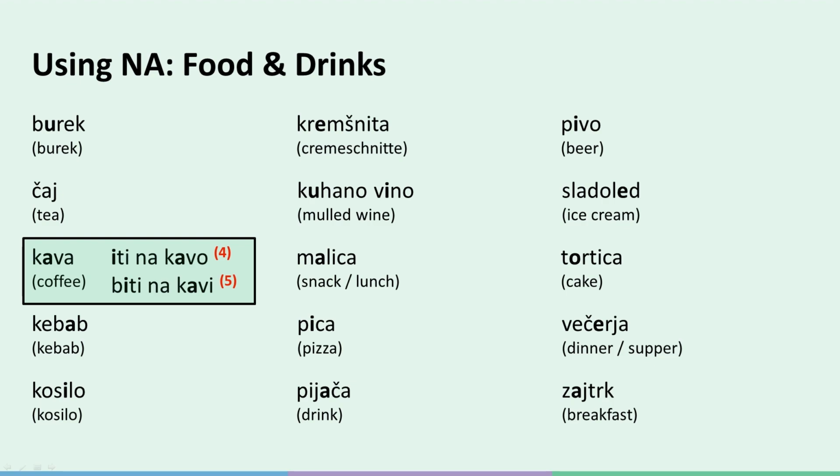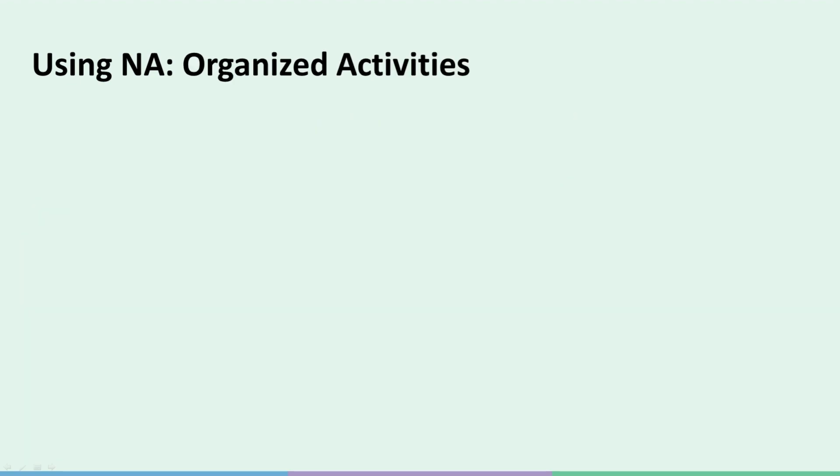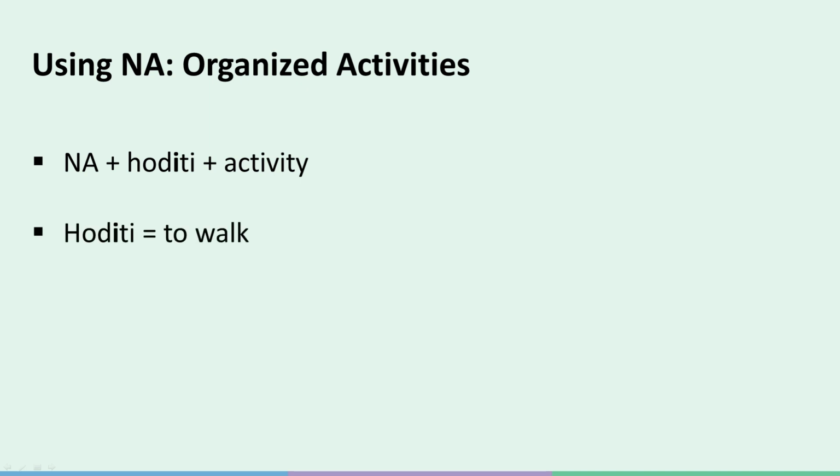We have one more thing to cover with na, and that's using it to describe attending courses, lessons, training sessions, organized activities, and so on. I don't know if there's a better term to describe this use of na other than organized activities. Anyway, the formula goes as follows. na plus the verb hoditi or iti plus activity. Hoditi literally means to walk.